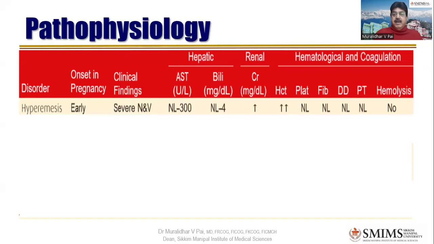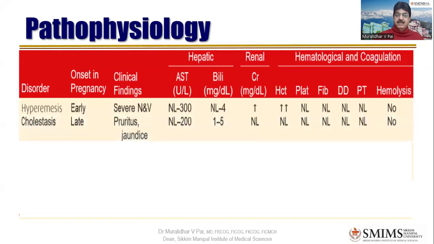Hematological and coagulation factors: hematocrit is elevated because of hemoconcentration and hypovolemia. Platelets are normal, fibrinogen is normal. Other degradation products are normal. PT is normal, hemolysis is not there, right? So this is hyperemesis. The main striking point is that it happens very early in pregnancy. The rest of it is almost normal, except the effects of hemoconcentration.